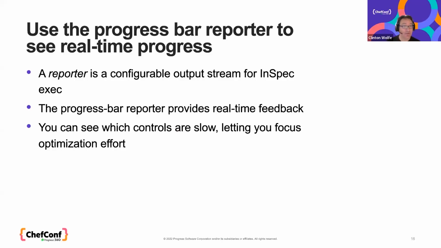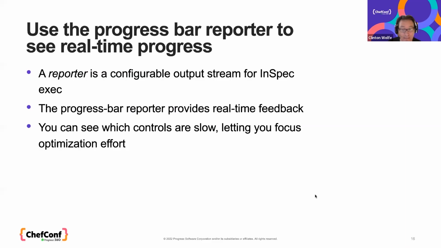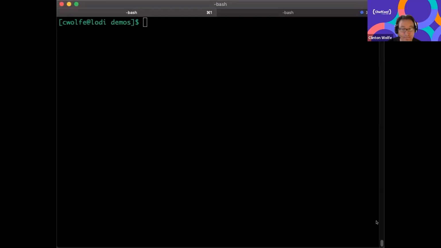You can use the progress bar reporter to see real-time progress. A reporter is a configurable output stream for Inspec Exec. The progress bar reporter provides real-time feedback, so you can see which controls are slow, letting you focus your optimization effort. What happens is, as every control is executed, you see the name of the control that was just executed. And you also see a progress bar going across the bottom of the screen. So it's very obvious which controls are slow. So it allows you to focus your efforts more easily on identifying which controls are slow.